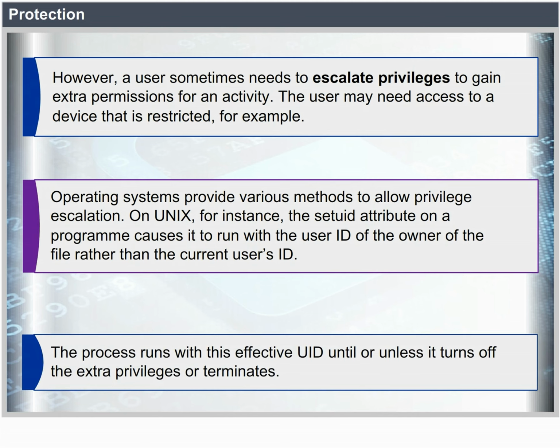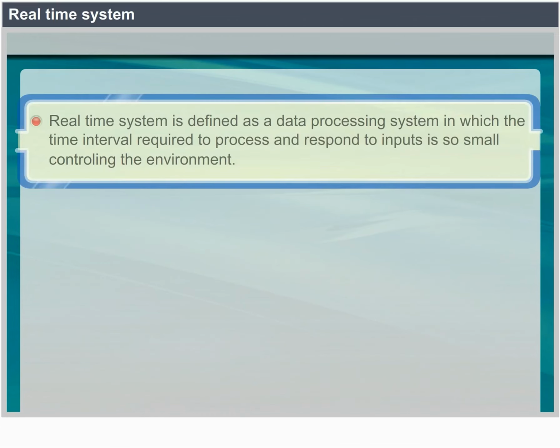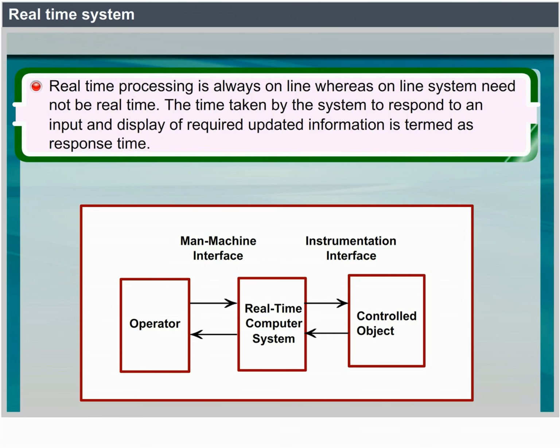Real-time system. A real-time system is defined as a data processing system in which the time interval required to process and respond to inputs is so small that it controls the environment. Real-time processing is always online, whereas an online system need not be real-time.